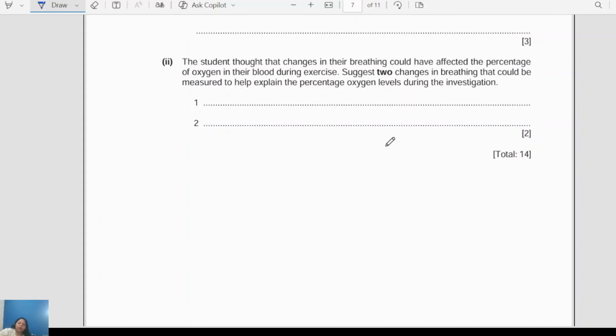They are saying suggest two changes. One is breathing rate. Second is how deeply that person is inhaling, breathing depth. Give me a minute, let me write that. I'll explain. They are only calculating the oxygen percentage through the oximeter. You can also calculate the increase or decrease in the breathing rate when the person is exercising, right? So you can calculate how many times he breathes during exercise or after exercise. Second, we can also observe the breathing depth, how deeply he is breathing in or out.